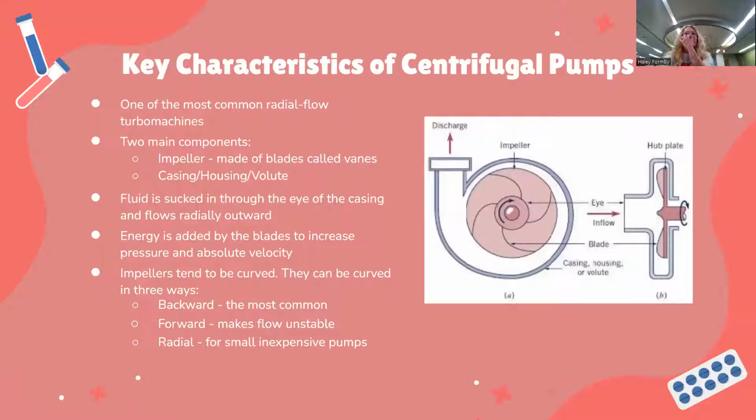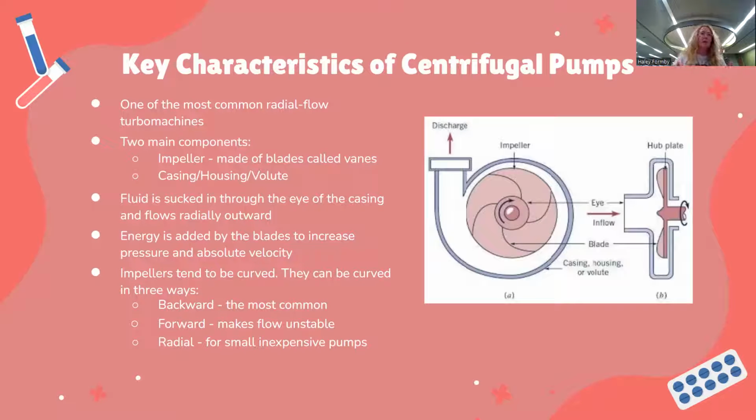Now we have some key characteristics of the centrifugal pump, which is one of the most common radial flow turbo machines that we're going to look at. There are two main components. There's the impeller, which is made of blades called vanes, as you can see in the diagram over here. And then we also have the casing, which encircles the entire impeller. Now, the fluid is sucked in through the eye of the casing and flows radially outward, as you can see also in this diagram, and energy is added by the blades to increase the pressure and the absolute velocity.